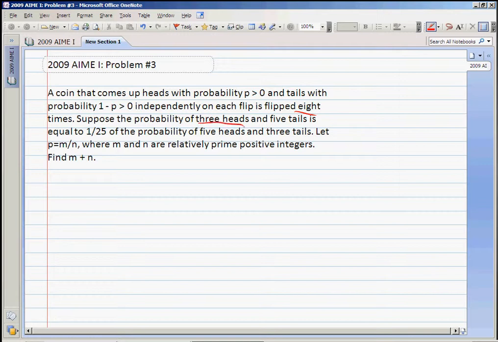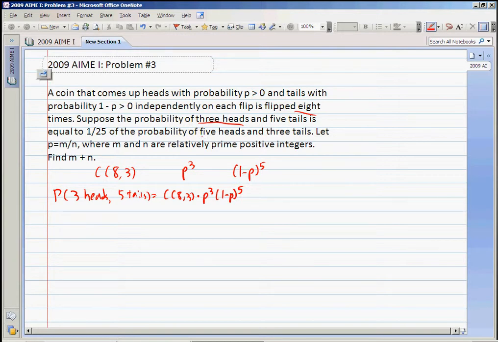So first of all, we have 8 flips, and we want to pick 3 of those flips to be heads. The number of ways we can do this is 8 choose 3. The probability of picking 3 heads, with the probability of 1 head being p, is p cubed. And the probability of picking 5 tails is 1 minus p, quantity raised to the 5th power. So the probability that we have 3 heads and 5 tails is equal to 8 choose 3 times p cubed times 1 minus p raised to the 5th.